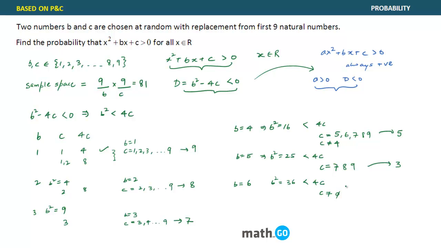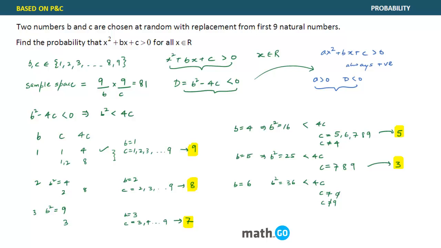Or you can say B belongs to 5. Why? Because we cannot say C is equal to 9. Why? Because at C equal to 9, this will be equal to 36. We want greater than 36. So how many answers then? Yes. So these are 9 values of B and C, 8 values, 7 values, 5 values and 3 values.